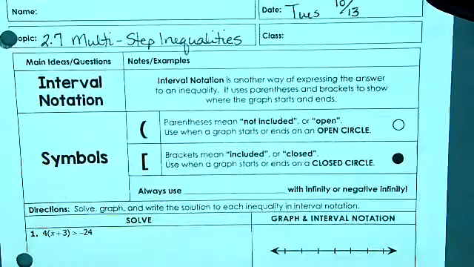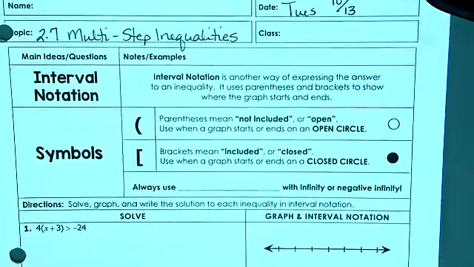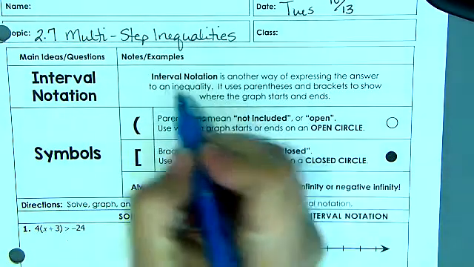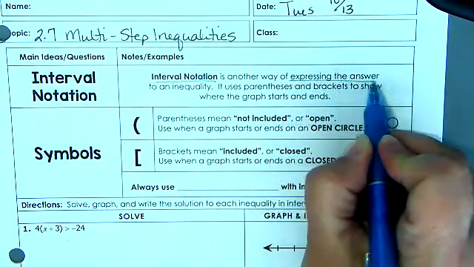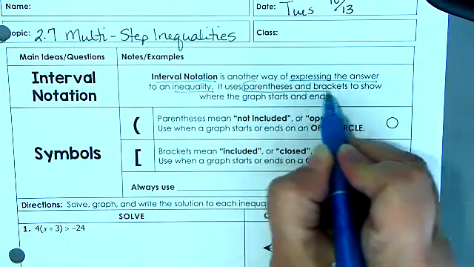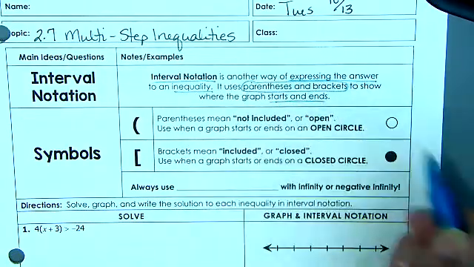Hello guys, today we are shifting gears just slightly and talking about 2.7, which is multi-step inequalities. We're going to add where we have to talk about interval notation. It's just a certain way to write the answer, okay? Interval notation is just another way of expressing the answer to an inequality. It uses parentheses and brackets to show where the graph starts and ends.